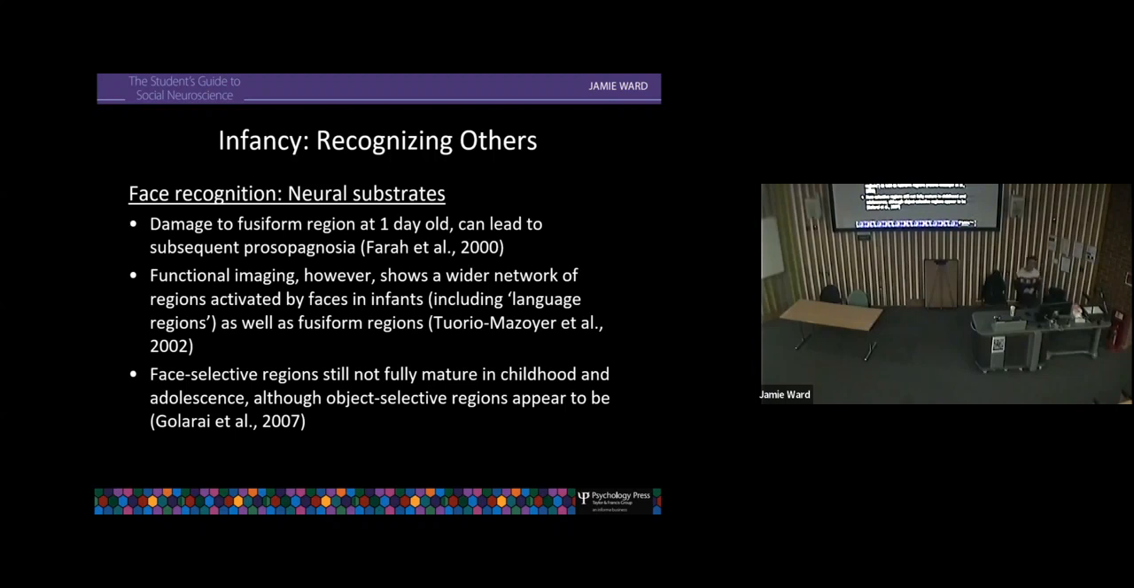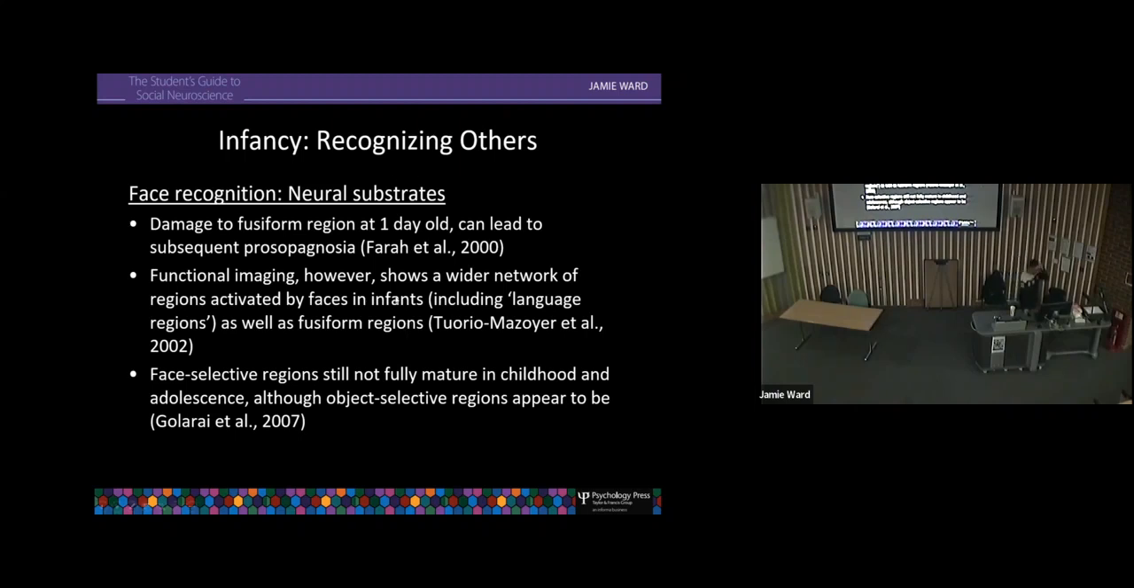In terms of neural substrates, in adults, there is a region that is more sensitive to recognizing known people, called the fusiform face area. If you damage that at one day, then you can subsequently become prosopagnosic. But that doesn't mean that this region is responding only to faces from day one. The evidence is that it still has to mature over time.